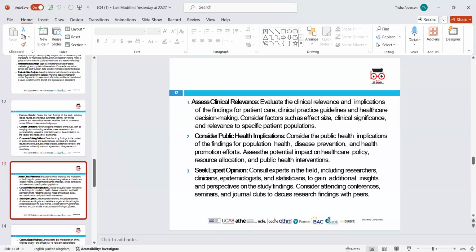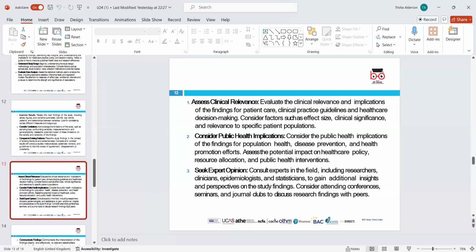You have to consider public health implications. These are important for population health and preventing disease and making sure that health promotion efforts are valuable. You need to assess the potential impact on healthcare policies, the allocation of resources, and public health interventions. So everything that you're looking at in the research has public health implications. So we need to make sure that everything's done correctly.